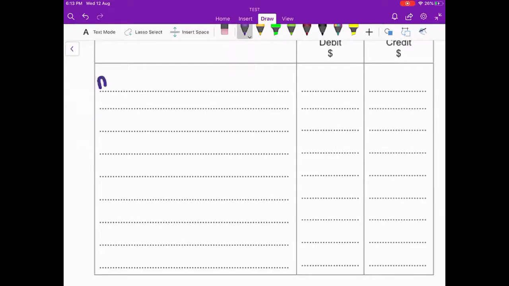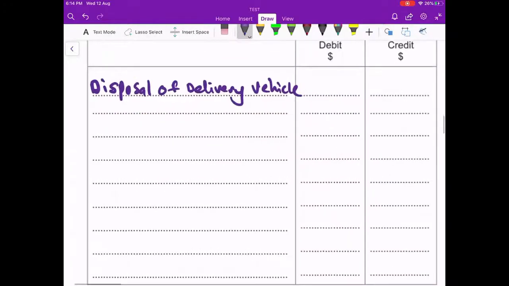Okay, debit will be disposal of delivery vehicle. Okay, this is the right name to write down, disposal of delivery vehicle. But if you write disposal only, you also get marks. But the perfect answer is disposal of delivery vehicle. Okay, how much? $28,000. Disposal of delivery vehicle, 28,000.